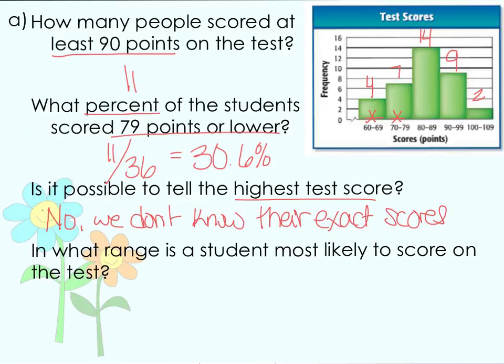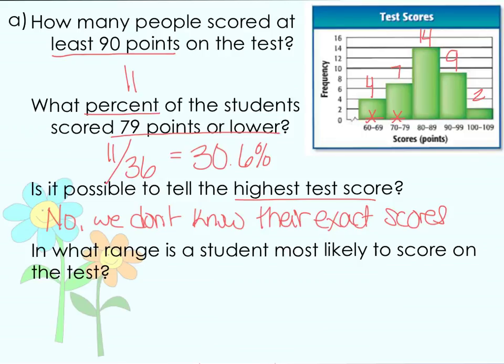The only thing that we know is they scored between 100 and 109. Maybe their score was 100. Maybe their score was 104. We don't know. All we know is that these 2 kids fell in this interval. So there's no possible way for us to know what the absolute highest score is. So that's kind of the downfall of a histogram.